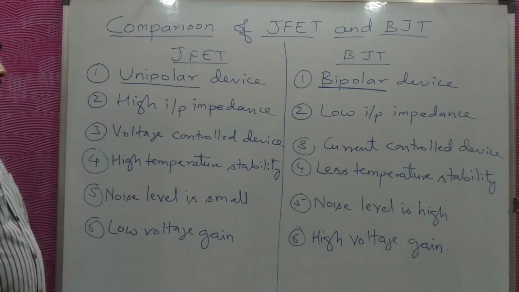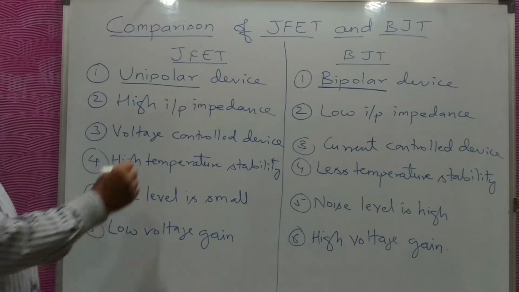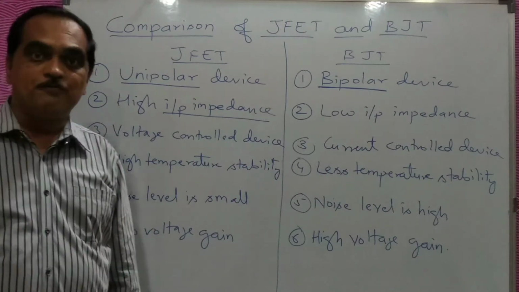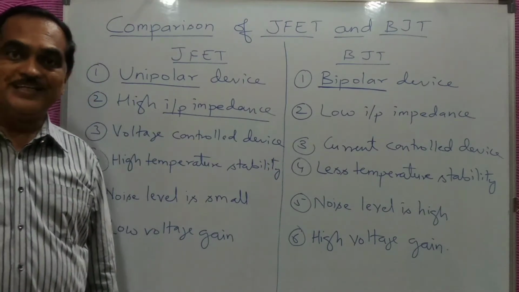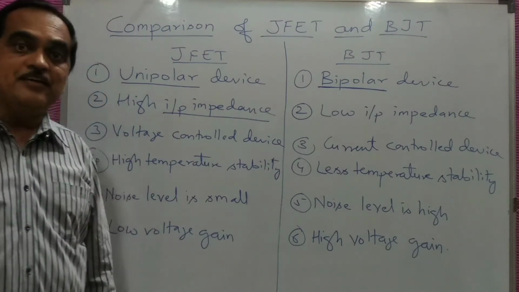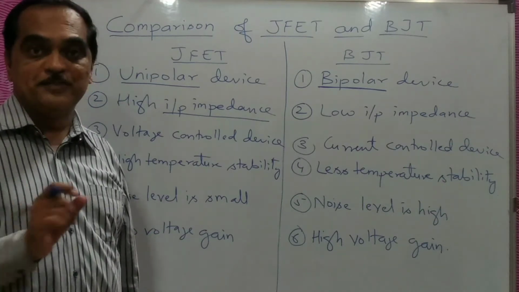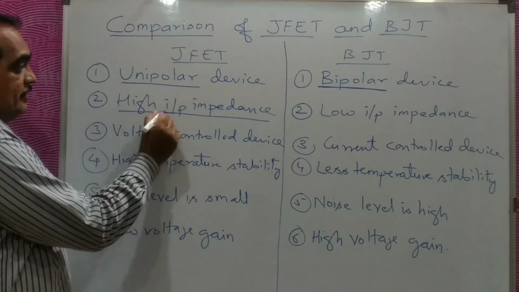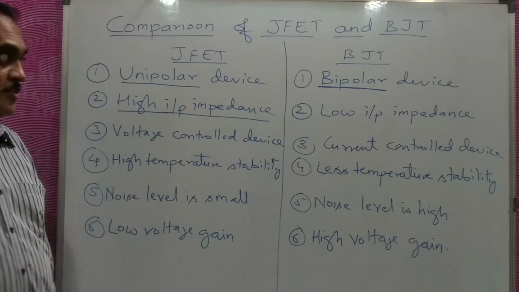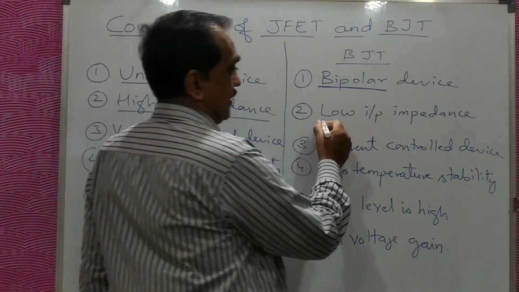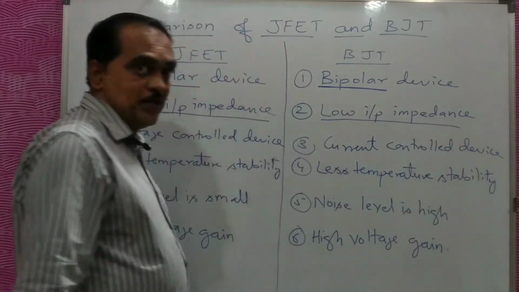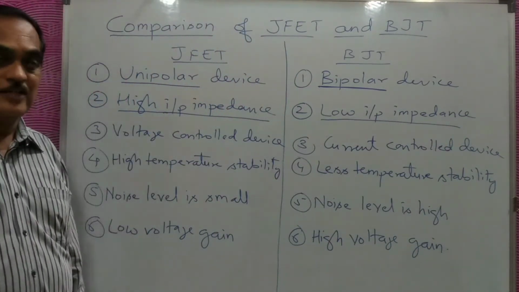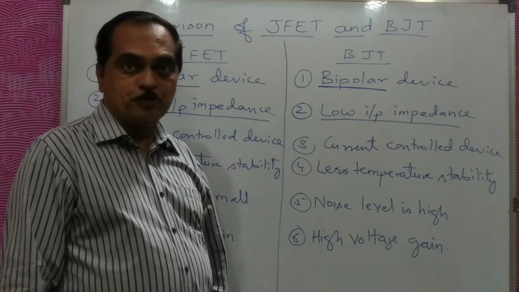Then the second point is the input impedance. In JFET we always see that the input is given between gate and source, and the gate and source junction is always reverse biased. That's why the input impedance is very high. Similarly, in BJT, the input is given between emitter and base, and the emitter and base junction is always forward biased, so it has a low input impedance.